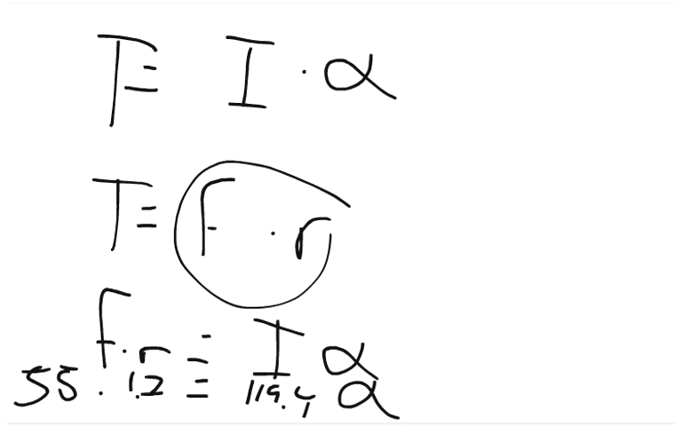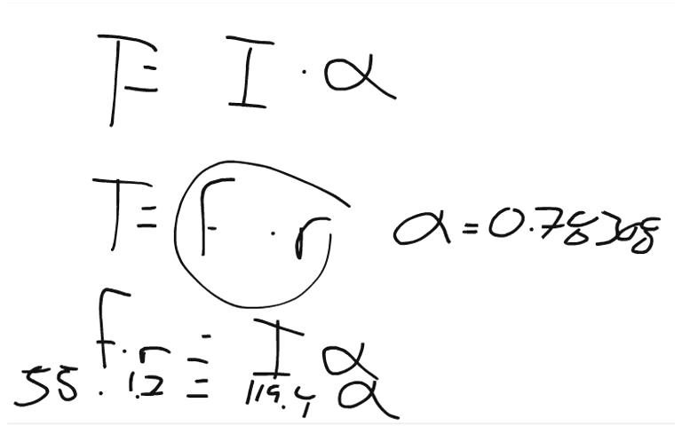So 55 times 1.7, then divide that by 119.4, and angular acceleration is equal to 0.78308, and we'll stop there. That's going to be our angular acceleration.